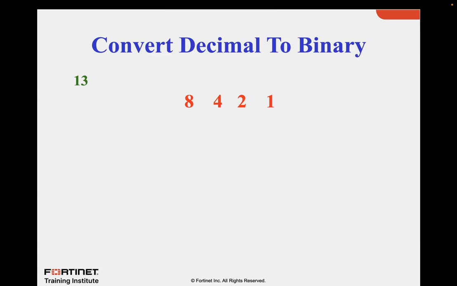So I've got the number 13. Let me go ahead and subtract and see, can I subtract 8 from 13? Well, yes, I can. Gives me a result of 5, right? I put 1 in the eighths column. Now I'm going to ask myself, can I subtract 4 from 5? Because I subtracted 8 from 13, I got 5. Now can I subtract 4 from 5? Yes, I can. And I have a remainder of 1. Can I subtract 2 from 1? No, I can't. So I put a 0 in that column.